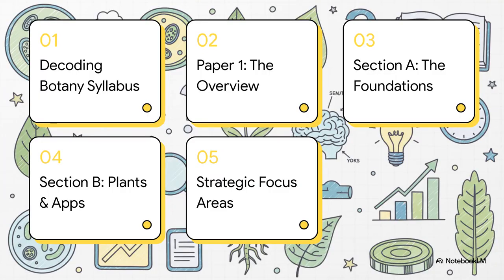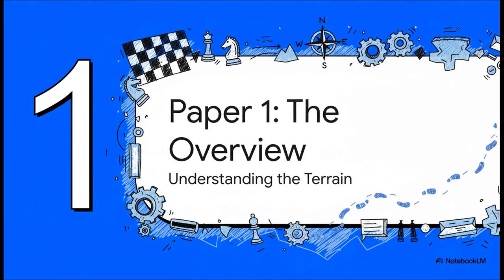So, here's our game plan. We'll start with a big picture overview of paper 1. Then we'll break it down into Section A, which is the foundations, and Section B, which covers plants and all their applications. And then we'll get to the best part. We'll pinpoint the exact strategic areas you should be focusing on. Let's get started.